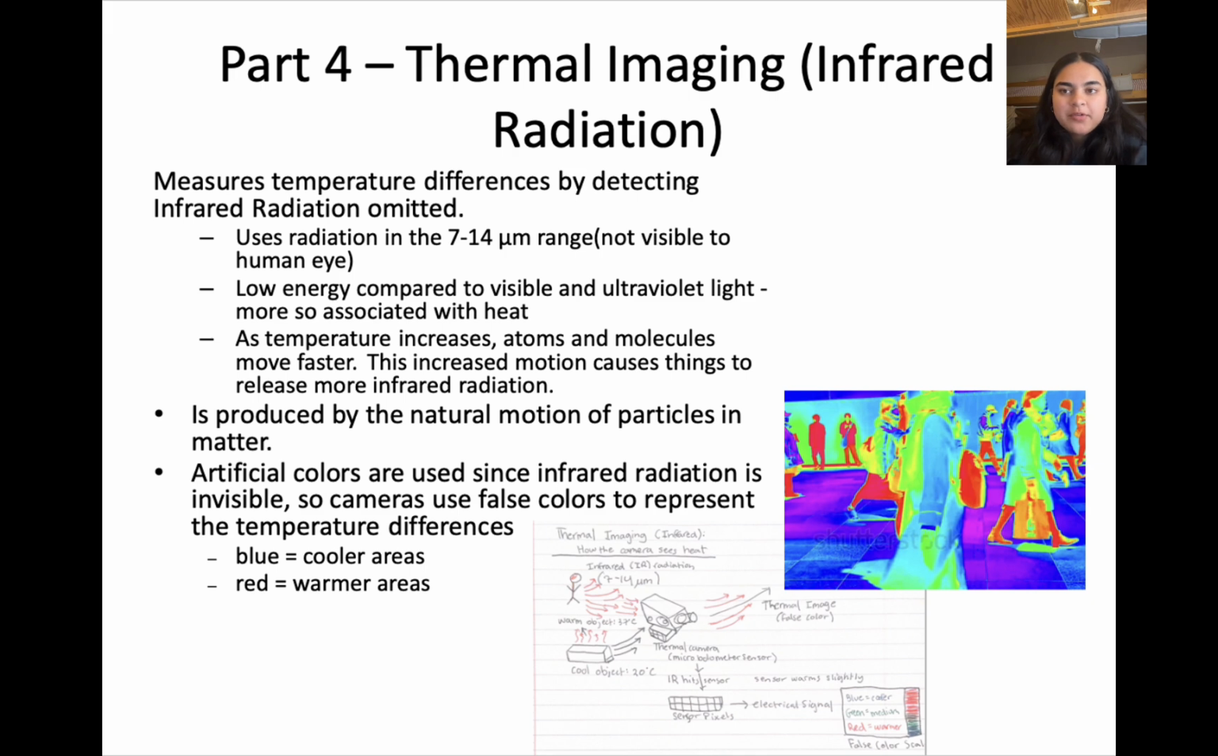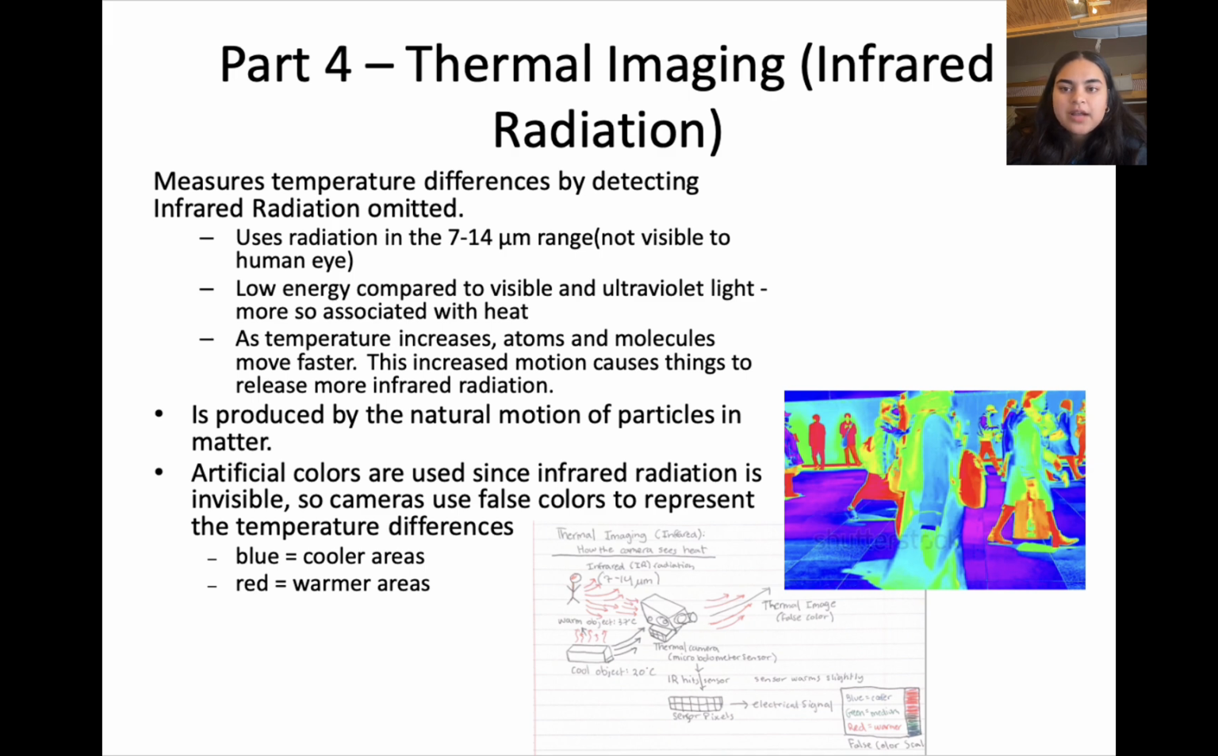Today I'm going to talk about thermal imaging, which is a technology that measures temperature differences by detecting infrared radiation. Thermal imaging uses radiation in the 7 to 14 micrometer wavelength range, which we can't see with our own eyes. So we're working with invisible radiation, but it's all around us, being emitted constantly.